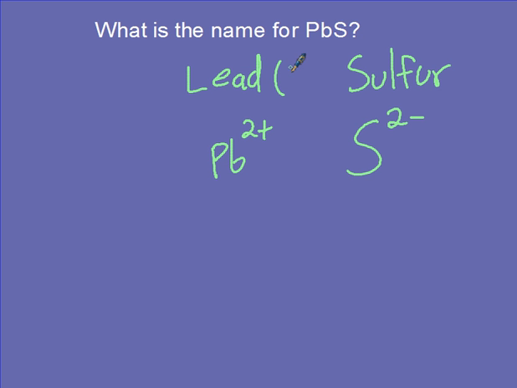You would say lead 2, and you can't call it lead 2 sulfur. That doesn't work. That's not how we properly name things. We call it lead 2 sulfide. Keep the IDE ending. You have to have that IDE ending to name it appropriately.